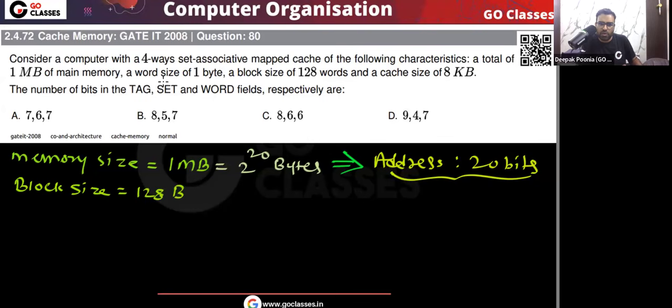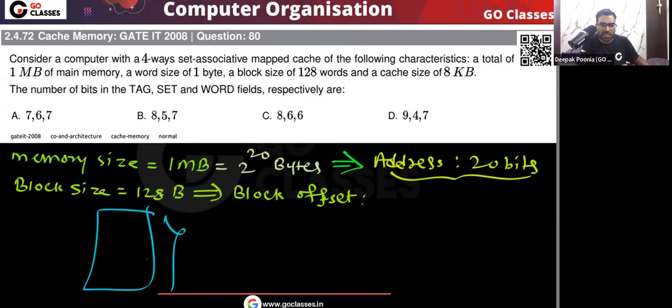Why 128 bytes? Because one word equals 1 byte. So 128 words means 128 bytes. And from the block size, you can easily find the number of bits required for block offset. So for block offset, how many bits do we need? You can see 128, that means 2 power 7. 2 power 7 bytes in a block. Within a block, there are 2 power 7 bytes.